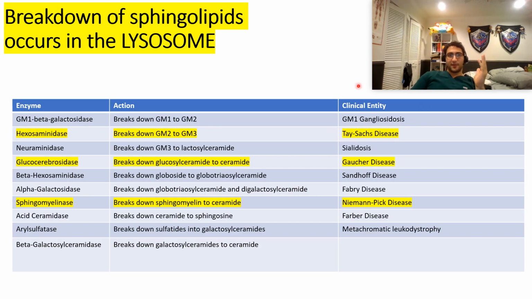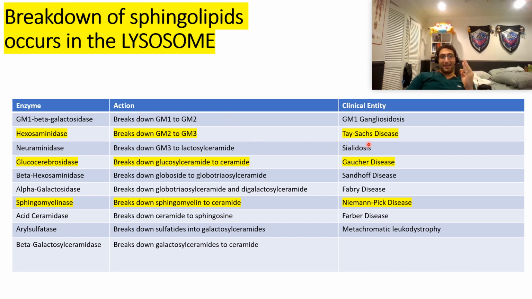And breakdown of sphingolipids occurs in the lysosome. So I highlighted a couple. Technically, you need to know all of them. I picked the ones that I've seen the most, but that's completely subjective, all right? That is completely 100% subjective. You could get any of these, all right? You can get any of these. So the ones I'm going to point out right now are hexosaminidase, glucocerebrosidase, and sphingomyelinase. All right.